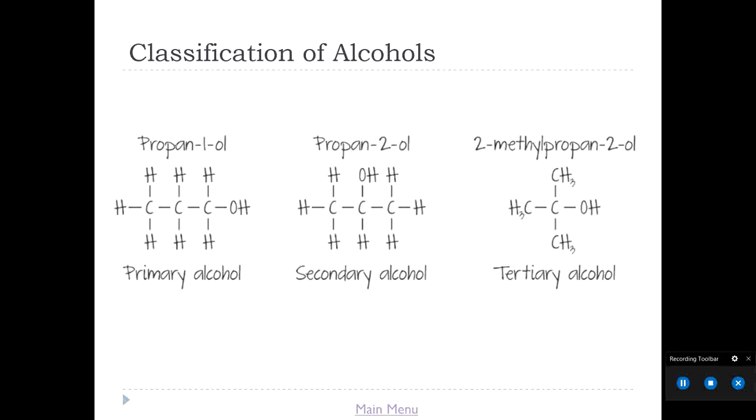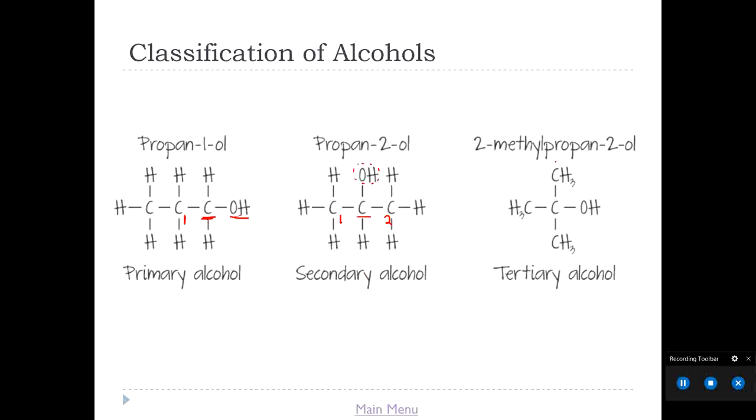So if we look, the first one here, propan-1-ol, is a primary carbon. Now the reason it's primary, here's our alcohol group. The carbon it is attached to is only attached to one other carbon. Okay, that's what makes it a primary alcohol. A secondary alcohol, look at our alcohol group. The carbon that's attached to is attached to two other carbons, making it secondary.